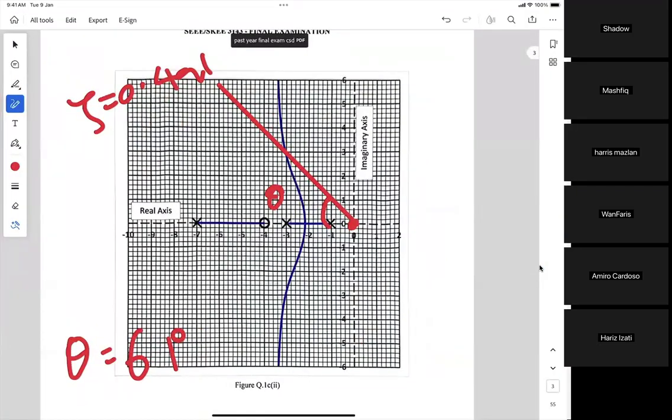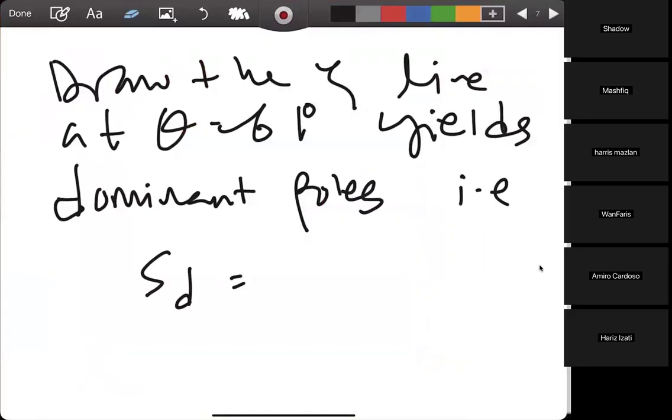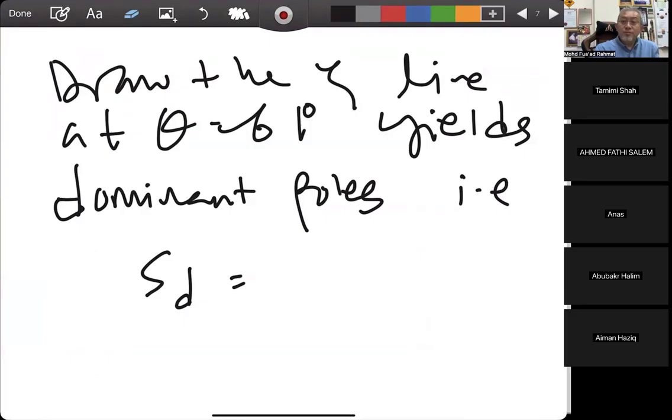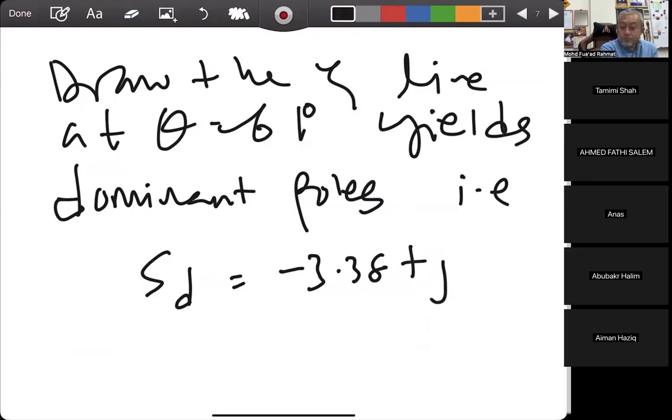Where? Here, at here. So that is your SD, dominant poles. Okay, so what is the value of the dominant poles over there? Shadow? There is a student named Shadow. Anas? Dominant poles, approximate? 0.9?